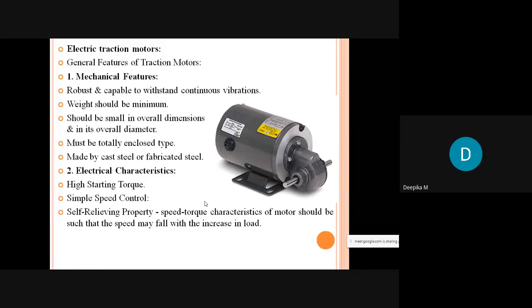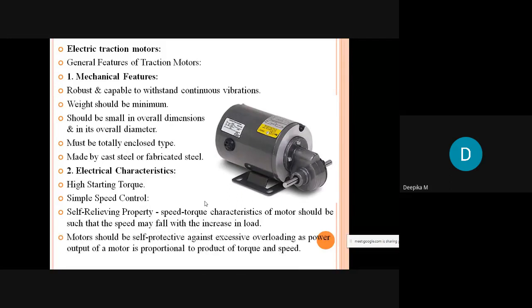Next, the motor should be self-protective against excessive overloading, as the power output of a motor is proportional to the product of torque and speed.